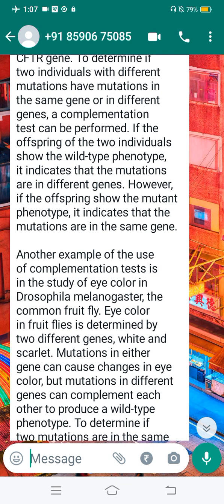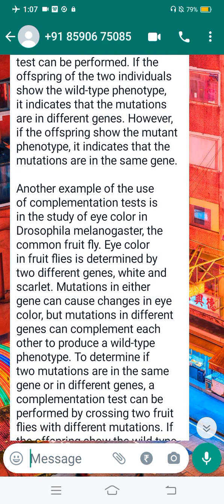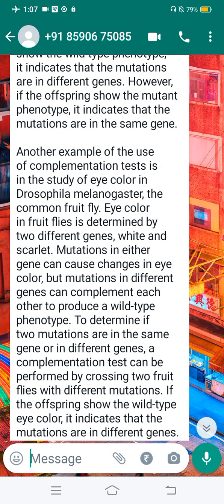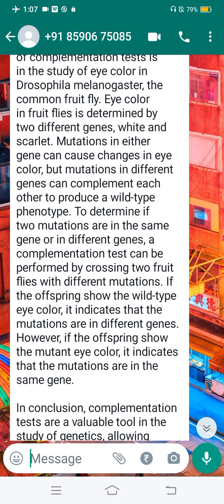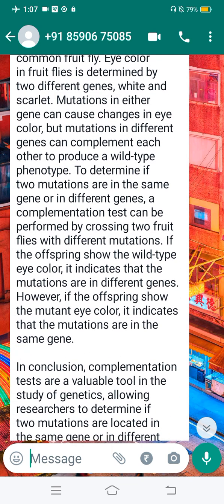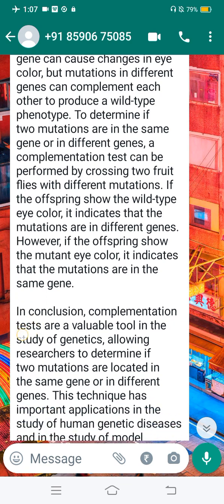So another example of the use of complementation test is in the study of eye color in Drosophila melanogaster, the common fruit fly. Eye color in fruit fly is determined by two different genes, white and scarlet. Mutations in either gene can cause changes in eye color, but mutations in different genes can complement each other to produce a wild-type phenotype. To determine if the two mutations are in the same gene or in different genes, a complementation test can be performed by crossing two fruit flies with different mutations. If the offspring show the wild-type eye color, it indicates that the mutations are in different genes. However, if the offspring show the mutant eye color, it indicates that the mutations are in the same gene.